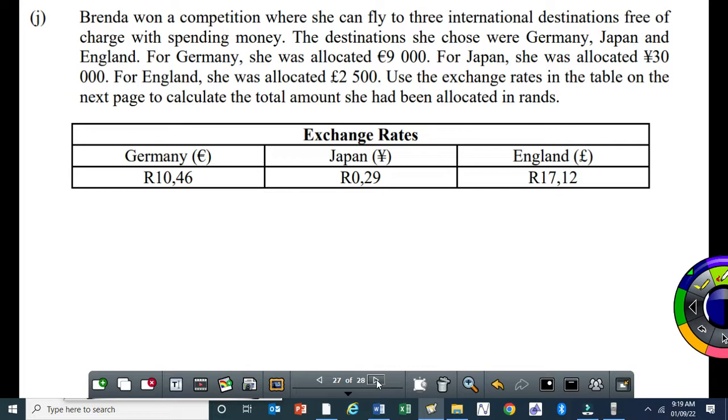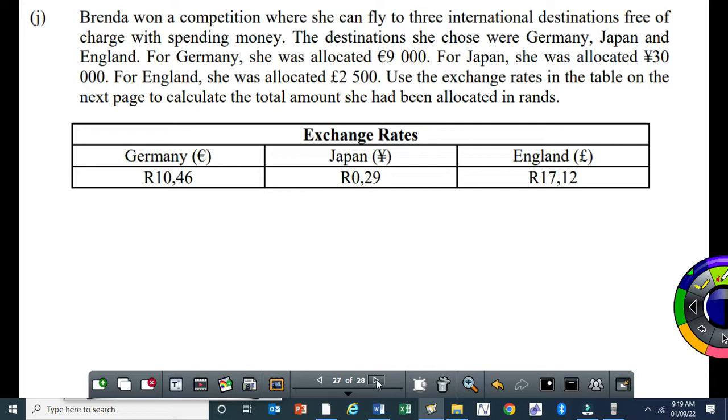So we need to use these exchange rates to determine the total in rand. Now, what this means is that 1 euro at this time was 10 rand and 46 cents. Then 1 Japanese yen was equivalent to 29 cents in South Africa, that is the rand. It was 0.29 of the rand. Then in England, 1 pound is 17 rand and 12 cents.